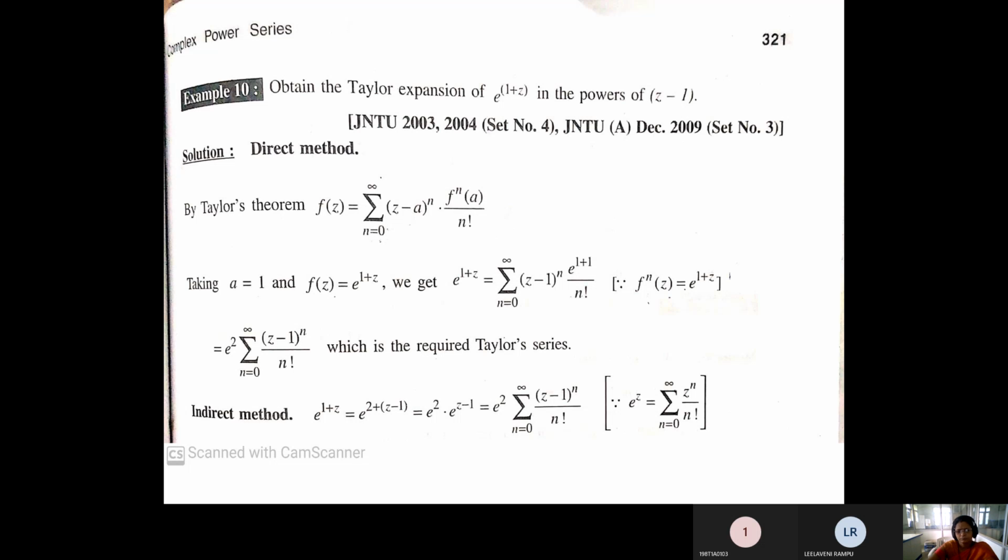Next one, obtain the Taylor series expansion of e power 1 plus z in powers of z minus 1. You can go by a direct method, or we know that put z minus 1 equal to w, z equal to w plus 1, like that. e power 1 plus z equal to e power 1 into e power z. So in the first problem, we used the w method. You can apply that method, then you can get it easily.